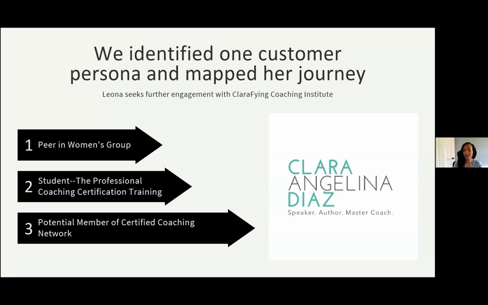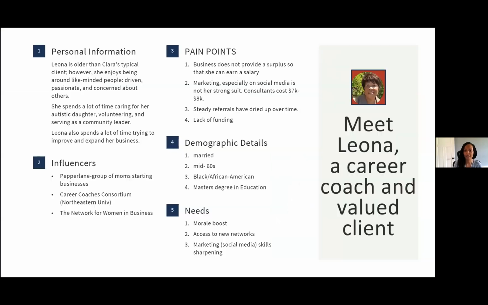What we're going to do now is just talk a little bit about one of the customer personas that we developed, and also map a journey for her as well. So we want you guys to meet Leona, who is a valued customer of Clara's. She's a little bit older than the typical client, but she really enjoys being around like-minded people who are really trying to make their mark in the world.